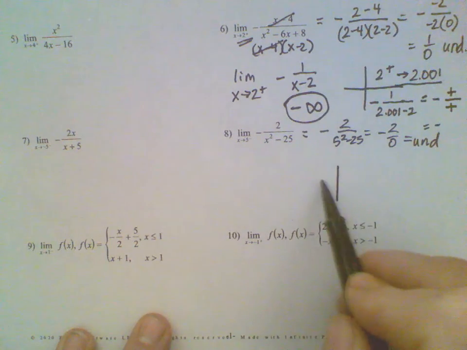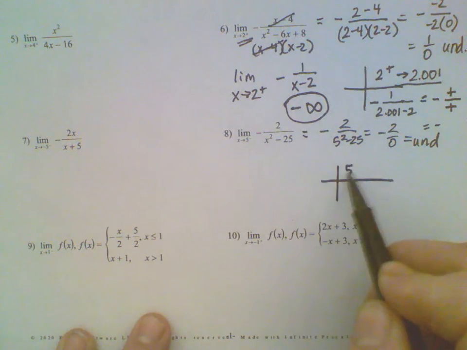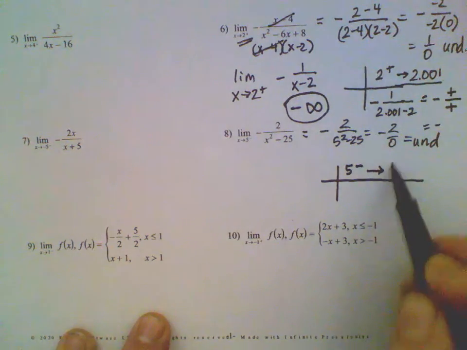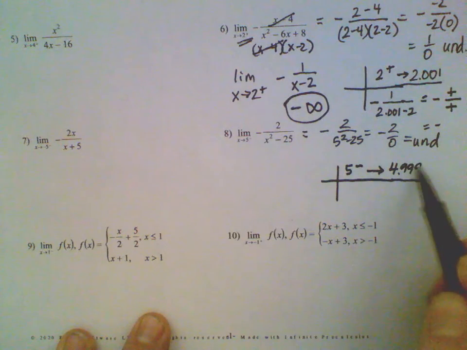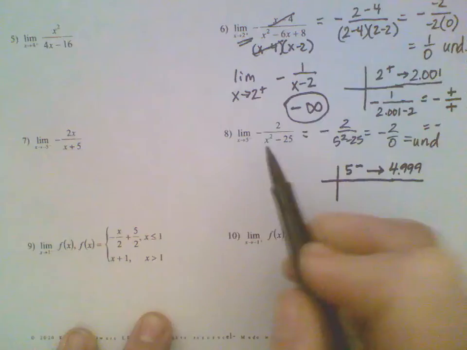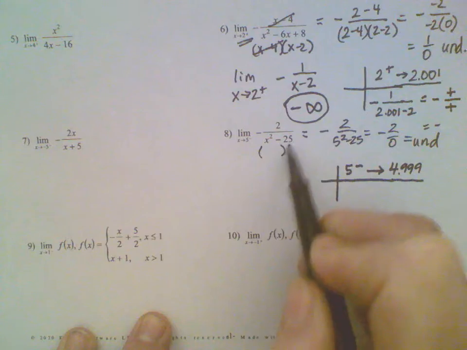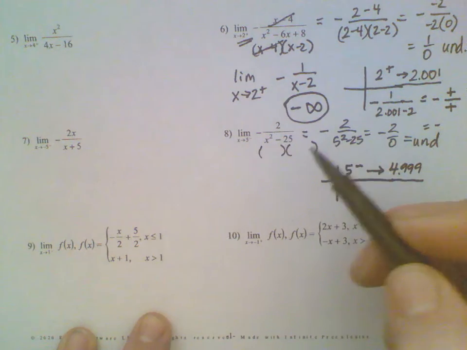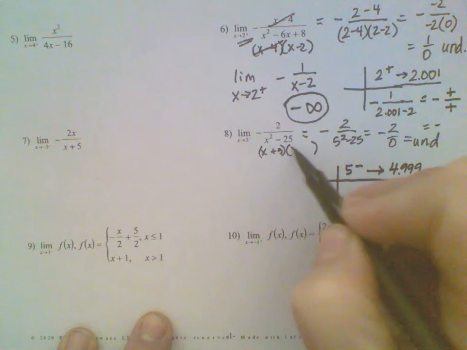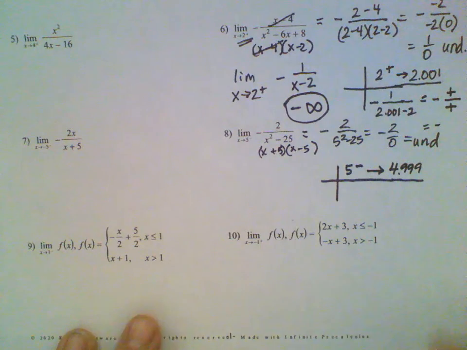I need to check here. I want to be looking at 5 from the left. So I want to go a little bit smaller than 5. So like 4.999 maybe would do. And I'm just going to plug it in and see what I get. Again, I want to factor this if I can. It's not required. I just think it's really helpful. This is x plus 5, x minus 5. It's a difference of squares. We've seen those show up a lot. I hope that's getting a little bit more comfortable for you.